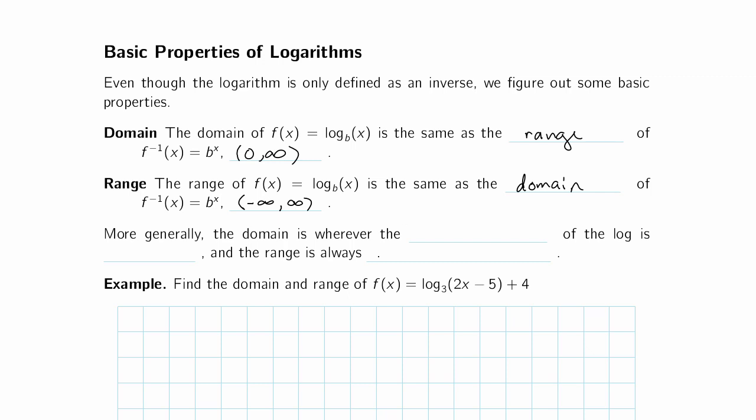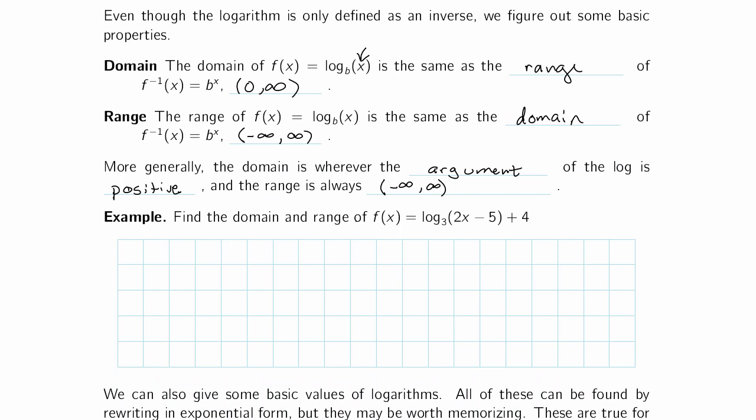The domain consists of wherever the argument of the log is positive. So whatever's inside the log, that has to be positive. And the range will always be all real numbers. So if we meet a log function in the wild, the domain is wherever the argument, in this case 2x minus 5, is greater than 0.